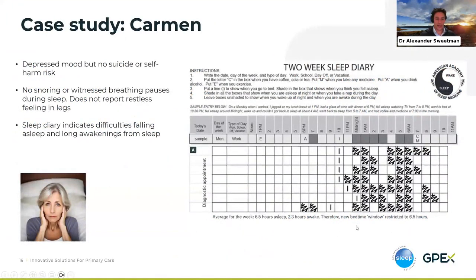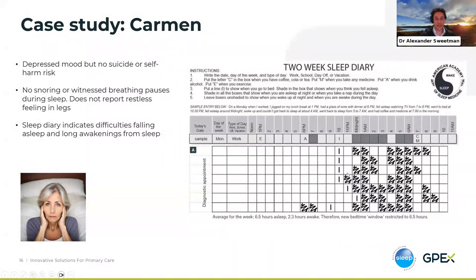This is 1 week of sleep diary for Carmen. So each row indicates a set night of the week. The stripes indicate the time that Carmen got into bed. Gaps indicate time awake, and shaded sections indicate time asleep.